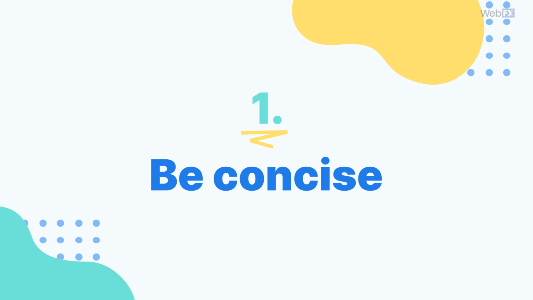Number 1, be concise. Firstly, and most importantly, don't make your CTAs too long or complicated. Users don't want to read a whole paragraph to understand what will happen if they click on that button. Keep it short and keep it sweet. For the text above the actual button, keep it limited to a sentence or 2 at most. And for the button itself, stick to short phrases like get started with our services or view our products.